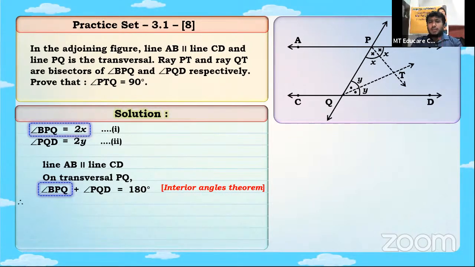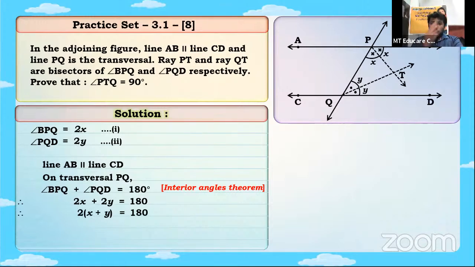Observe angle BPQ. Students, tell me what is the measure of angle BPQ? Yes, it is 2x. What is the measure of angle PQD? It is 2y, so 2x plus 2y is equal to 180. Students, if I take 2 common, in the bracket x plus y is equal to 180 degree over 2. So x plus y is 180 upon 2. Tell me students, what is 180 upon 2? Yes, students, it is 90. Result number 3.